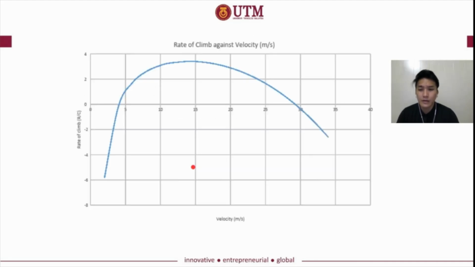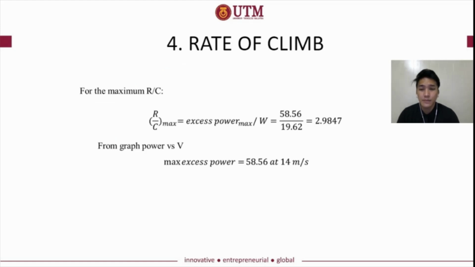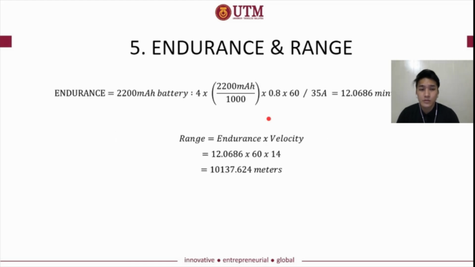And for the rate of climb, we plot the graph rate of climb versus velocity, and then we got the maximum excess power at the maximum rate of climb, which is around 2.9847. So for the endurance and range, since we use 4-cell battery, our endurance we got around 12 minutes, and for the range, by multiplying the endurance and the velocity, we got around 10,137 meters.